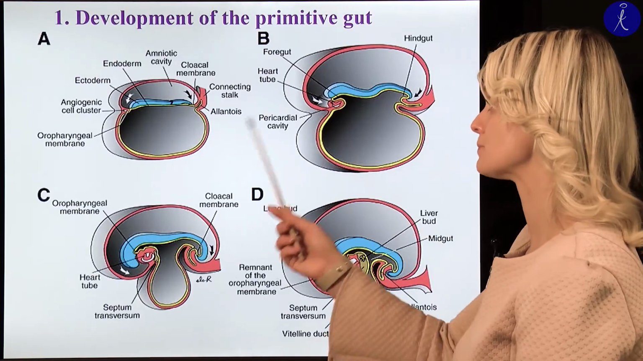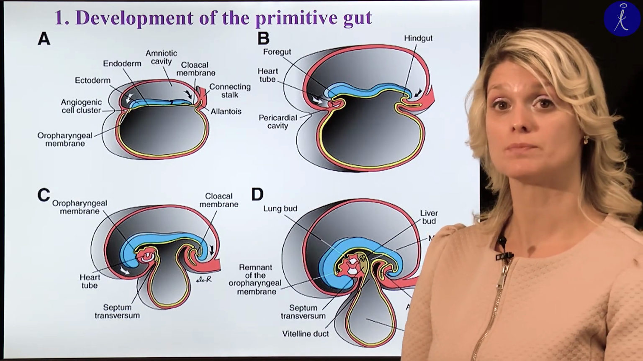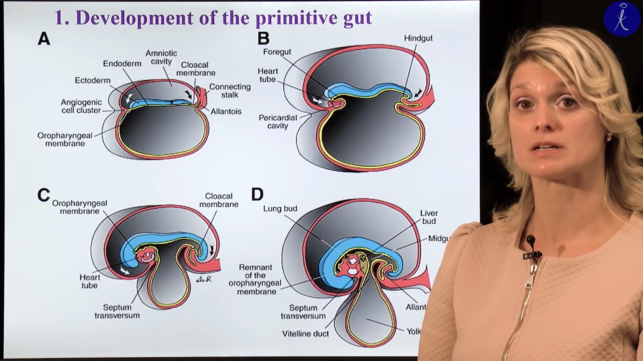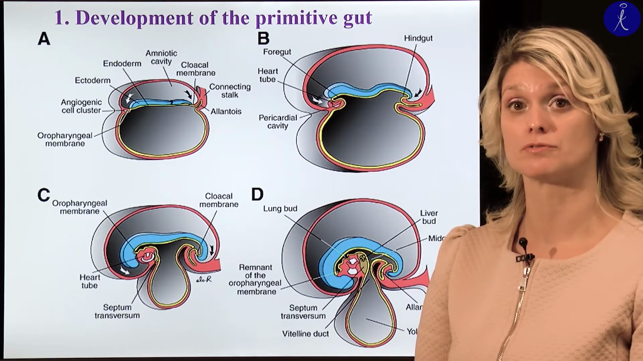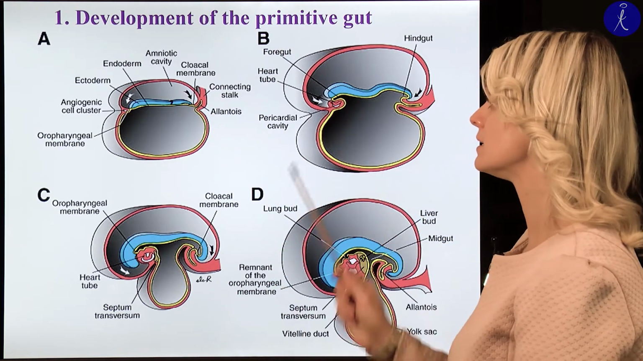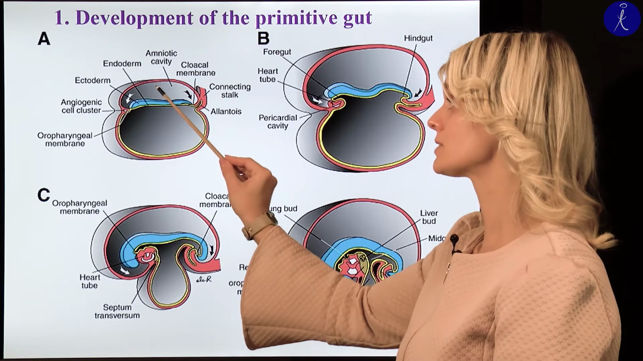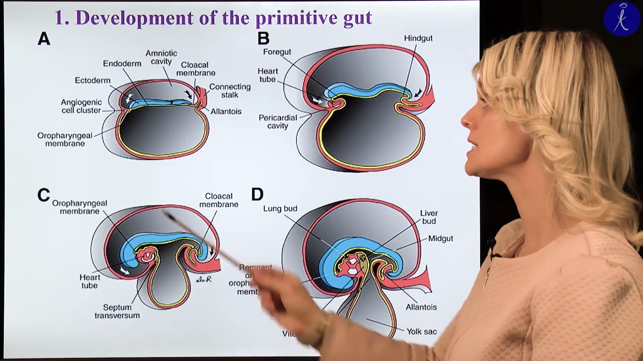Here you can see this picture. I hope you know it very well. The development of the primitive gut will start with the craniocaudal folding of the embryo. Here you can see the main germ layers, the ectoderm, the endoderm, and the mesoderm, of course.